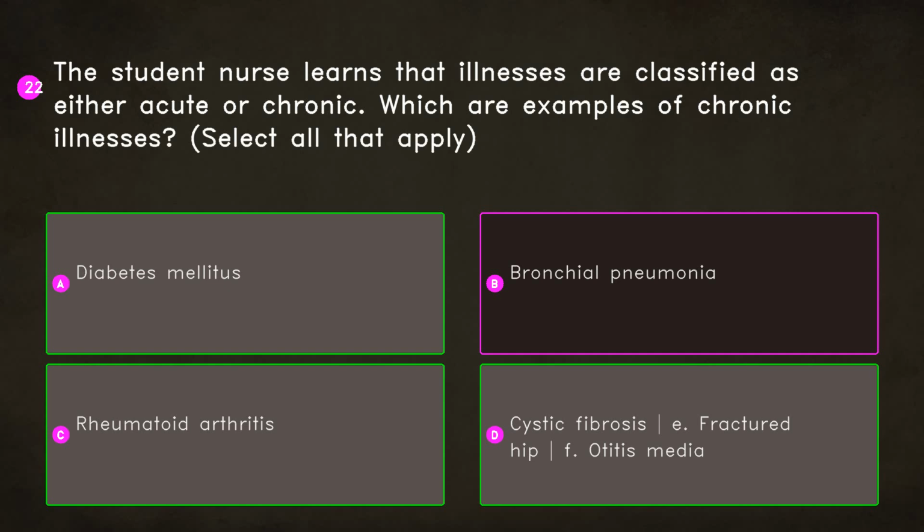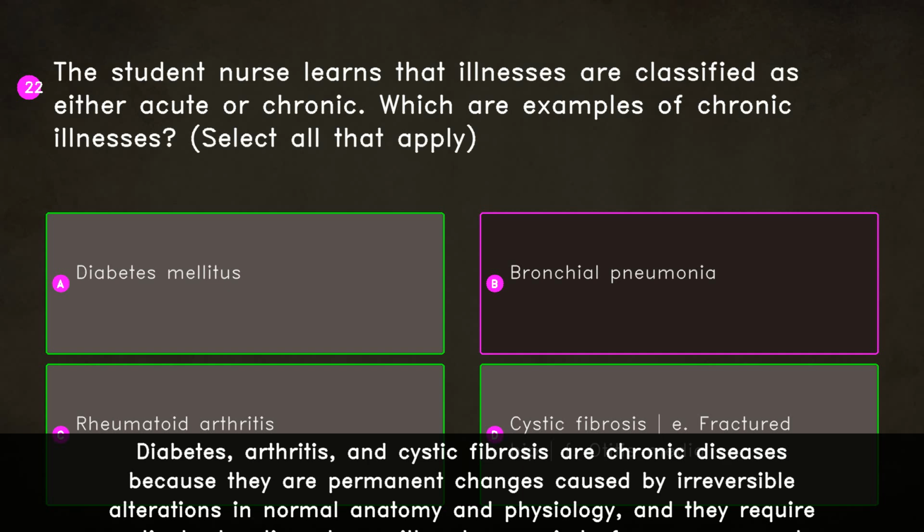The correct answer is diabetes mellitus, rheumatoid arthritis, and cystic fibrosis. Diabetes, arthritis, and cystic fibrosis are chronic diseases because they are permanent changes caused by irreversible alterations in normal anatomy and physiology, and they require patient education along with a long period of care or support.